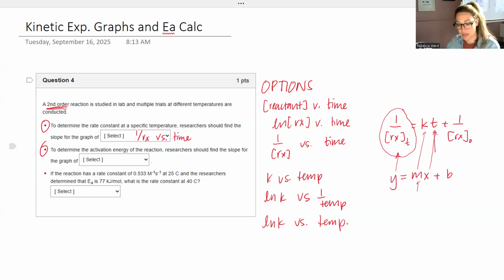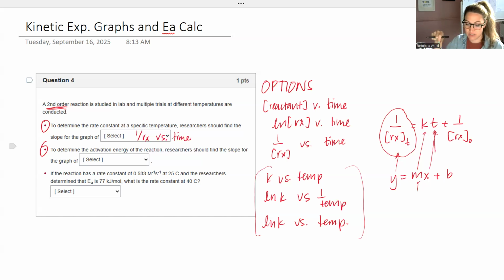Don't get distracted by those others that have K. We're solving for K. We need K before we can move on to do anything else with it, and we don't have Ks yet in this imaginary situation. This would be the first step: I need to find K for all these different temperatures that I'm investigating. So I need a second order integrated rate law to do that, and we're looking for the linear graph of that.